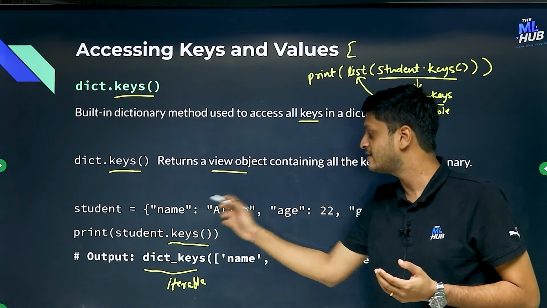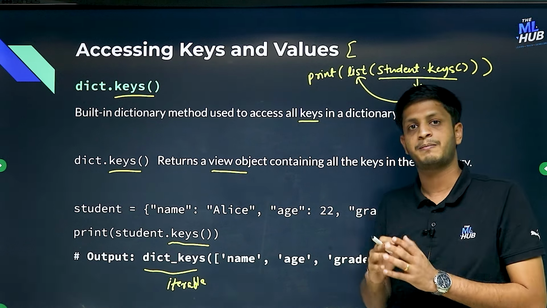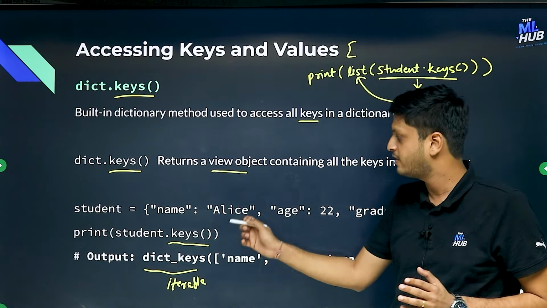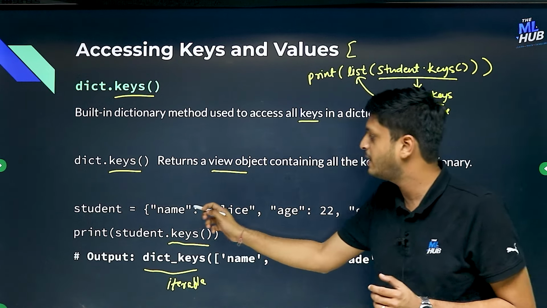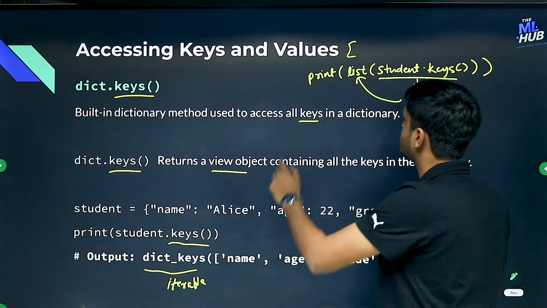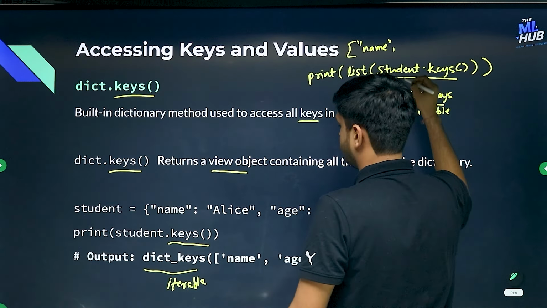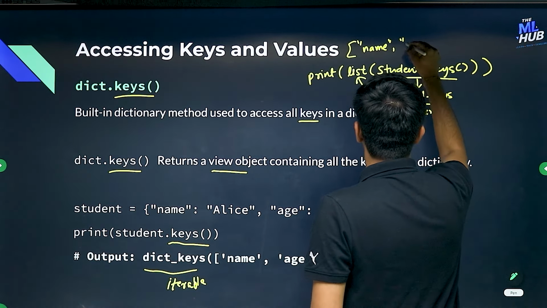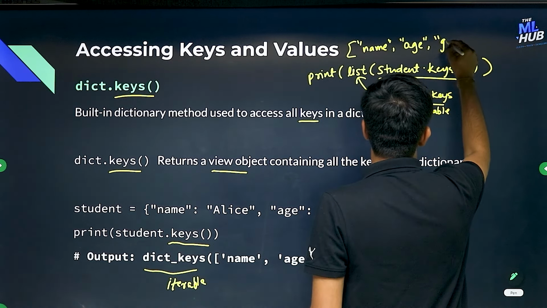Then you might get keys in any order. But if you're using the latest version of Python, dictionaries are ordered. It means when you are printing all the keys, they will be in order, like first key, then second key, then third key. So you will get a list containing the first key, which is the string name, then the second key, which is the string age, and then the third key, which is the string grade, like this.